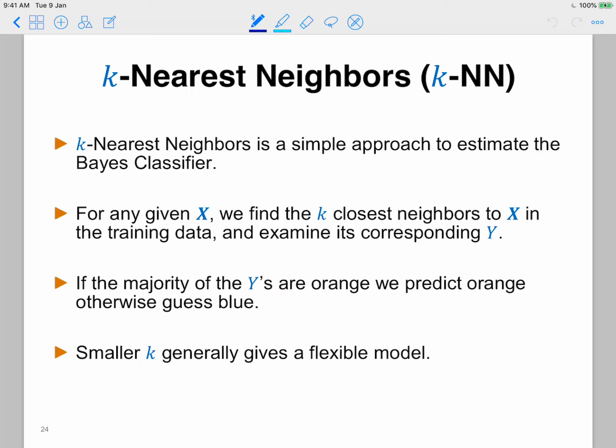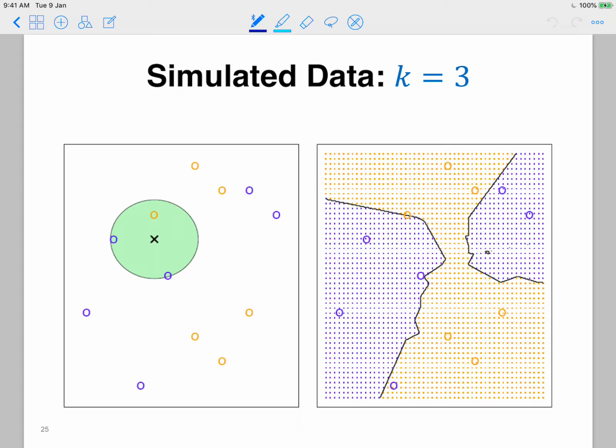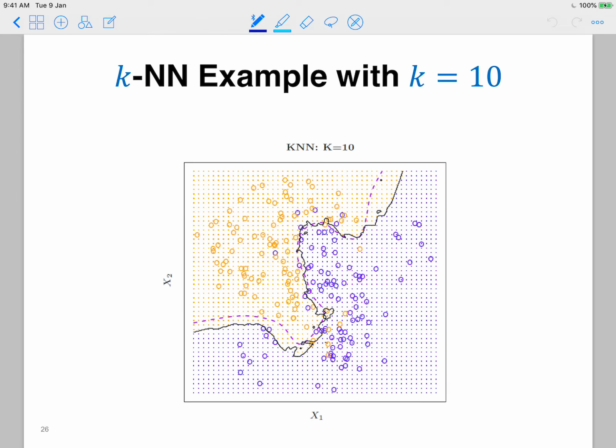Okay, so in the case of a k-nearest neighbor classifier, you know how it works. It's not directly related to our Bayes classifier. It's just a particular classification algorithm.